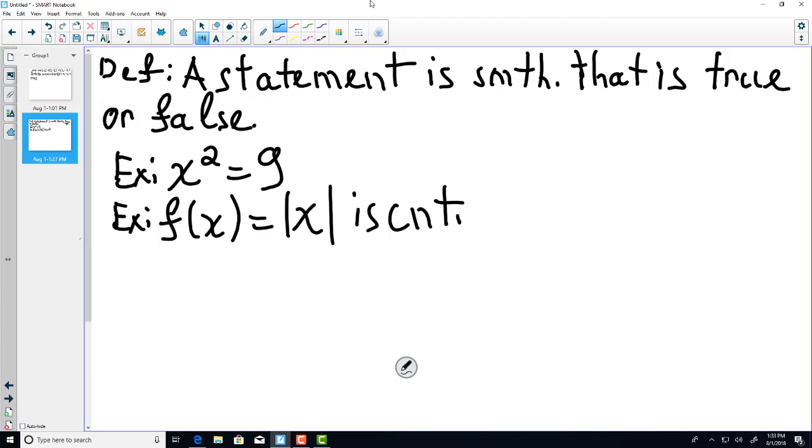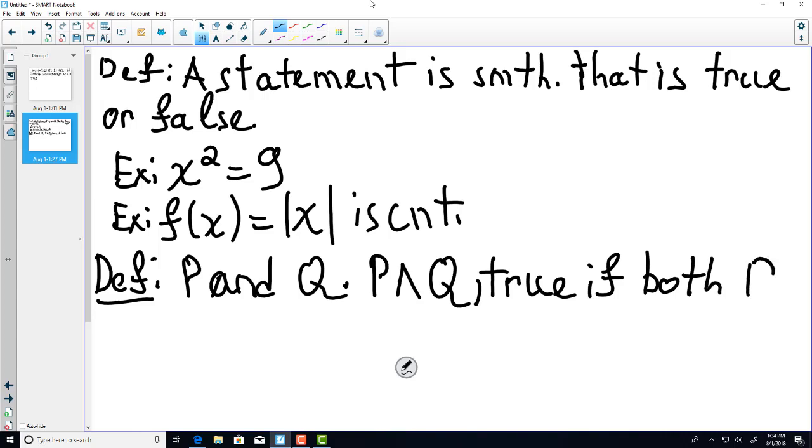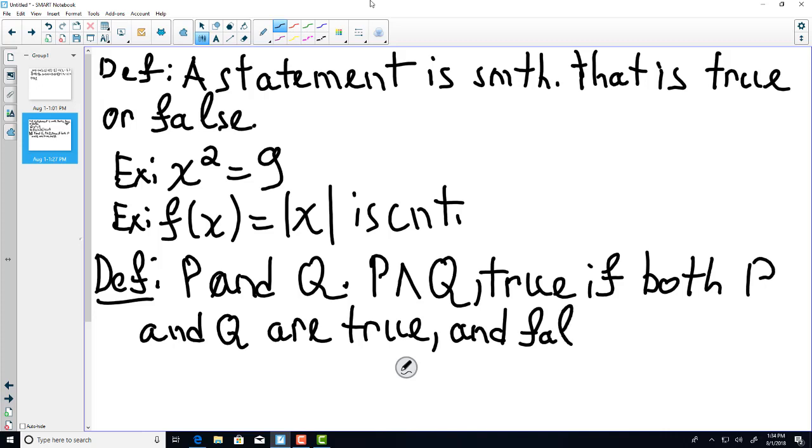Conjunction is a logical operator. Suppose we have two statements, P and Q. So the conjunction of P and Q, which we denote by P and Q, is the statement that is true if both P and Q are true, and false otherwise.